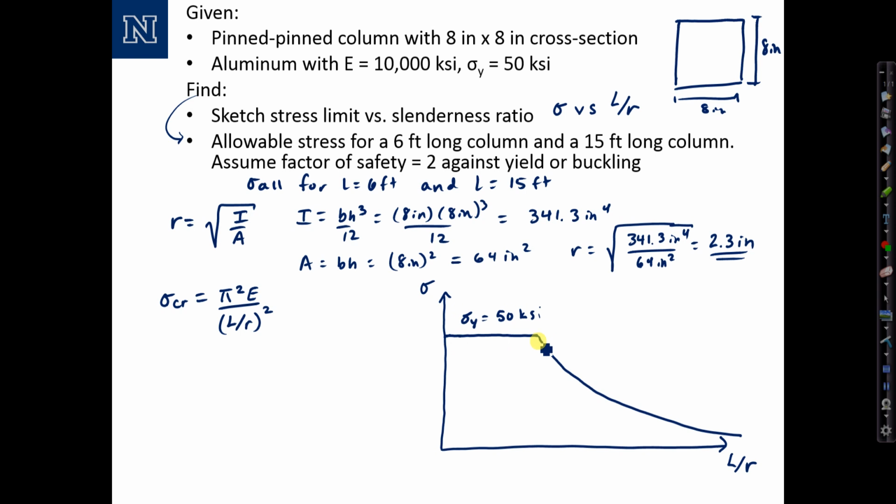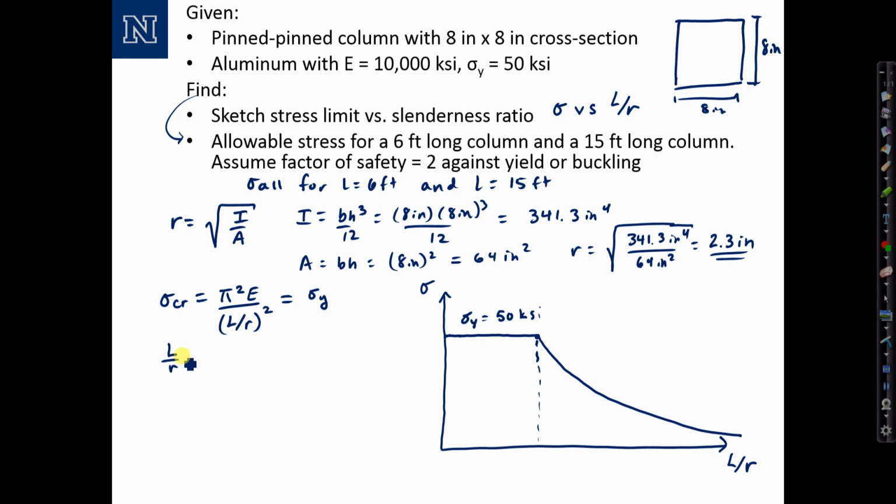Okay, so the next thing I want to find is the value of L over R that determines the transition from a yield-controlled member to a buckling-controlled member. And the more slender members are going to be controlled by buckling. In order to do that, we want to set sigma crit equal to sigma y, which will be true at that transition point, and solve for L over R.